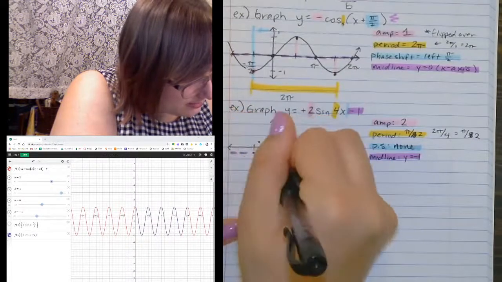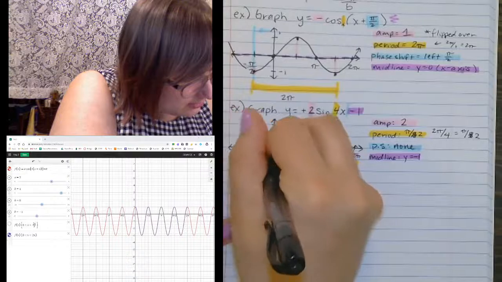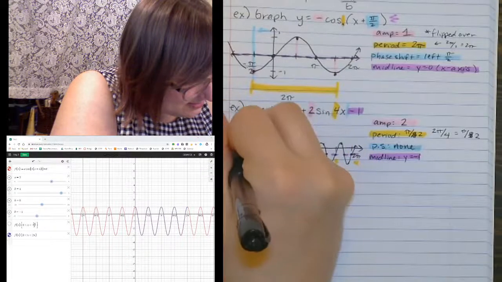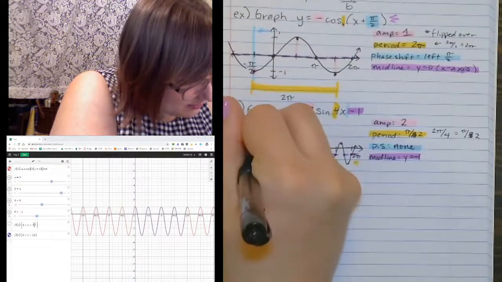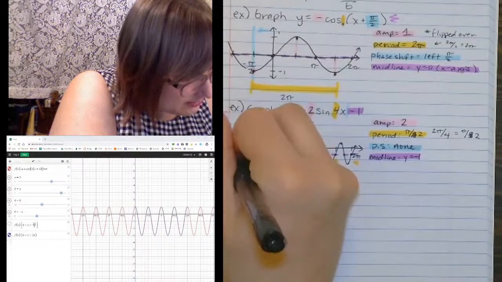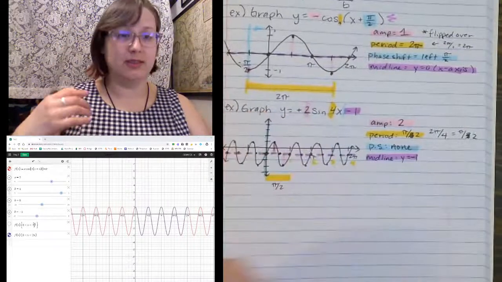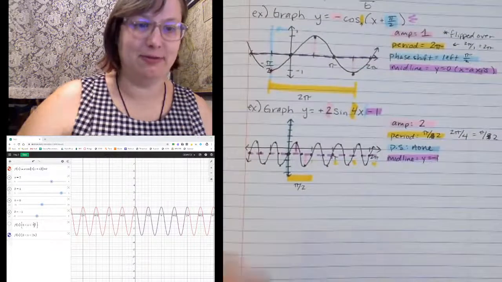Up, down. Oop. Oh, that's kind of short. Up, middle, down. Okay, so there's my graph. There's my super rough sketch of my graph.